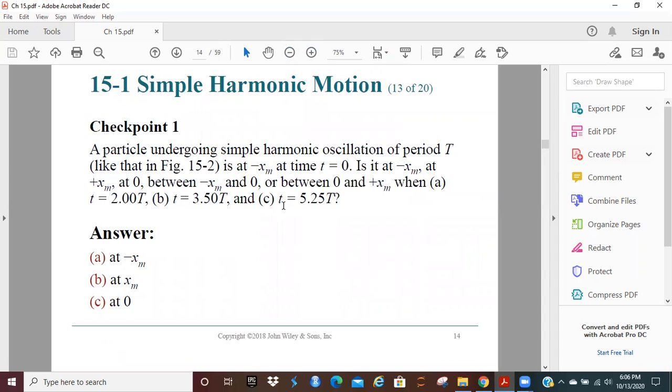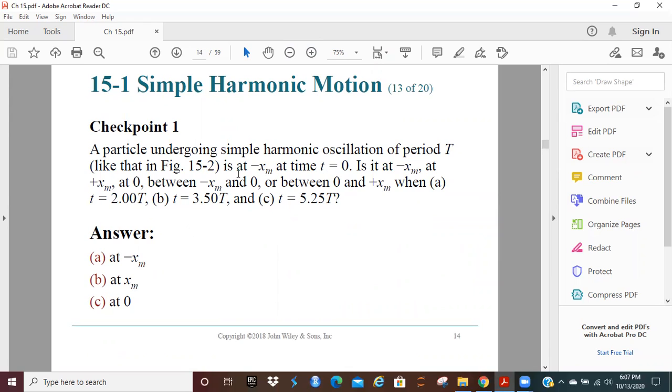A particle undergoing simple harmonic oscillation of period T, like that in figure 15.2, is at minus x sub m at time t equal to 0. Is it at minus x sub m, at x sub m, at 0, between minus x sub m and 0, or between 0 and positive x sub m? Consider when the time is equal to twice the period, when time is equal to 3.5 times the period, and when the time is equal to 5.25 times the period.